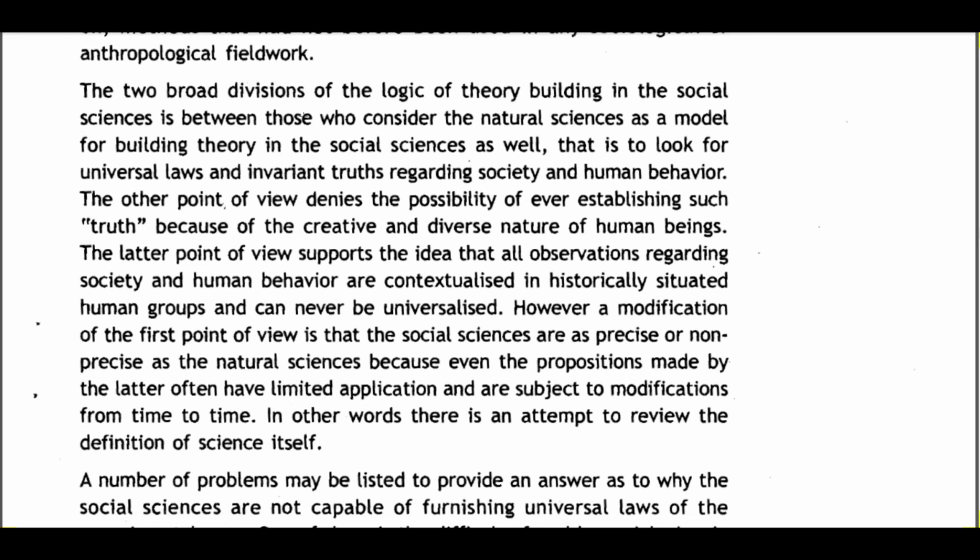The two broad divisions of logic of theory building in the social sciences is between those who consider the natural science as a model for building theory in the social sciences as well, that is, to look for universal law and invariant truth regarding society and human behavior. The other point of view denies the possibility of ever establishing such truth because of the creative and diverse nature of human beings. The latter point of view supports the idea that all observations regarding society and human behavior are contextualized in historically situated human groups and can never be universalized.